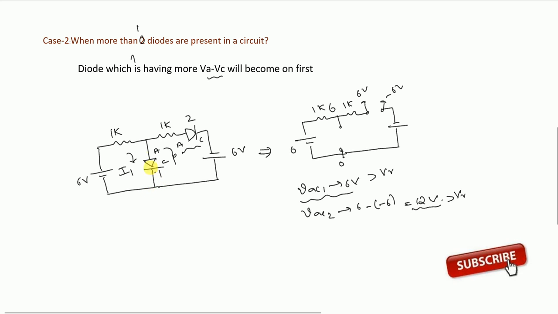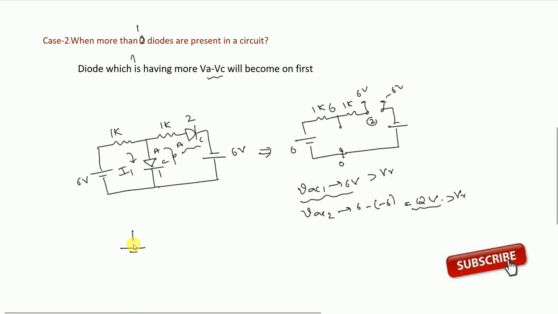So diode 1 VAC voltage is greater than V threshold, and diode 2 VAC voltage is also greater than V threshold. So in these cases you should not turn on both diodes, guys. What you should do is, the diode which is having more VAC voltage, you should turn on that diode first and check the condition of the other diode. See here, I am turning on the second diode first because it is having more VAC voltage. So let me turn that on.